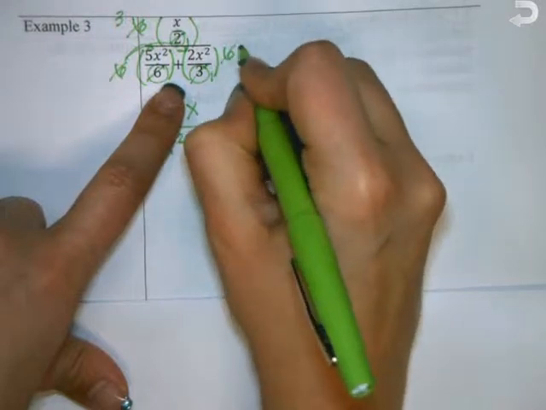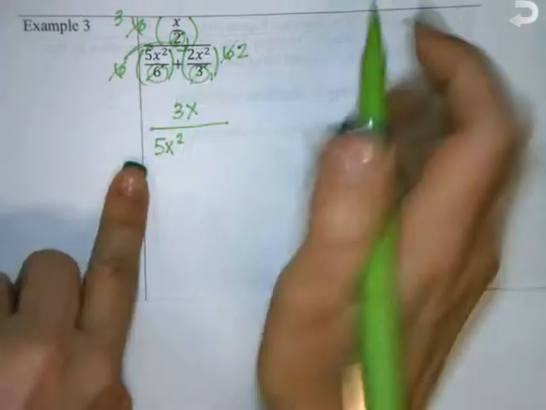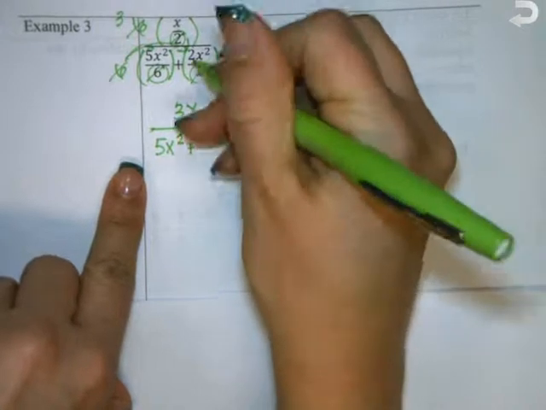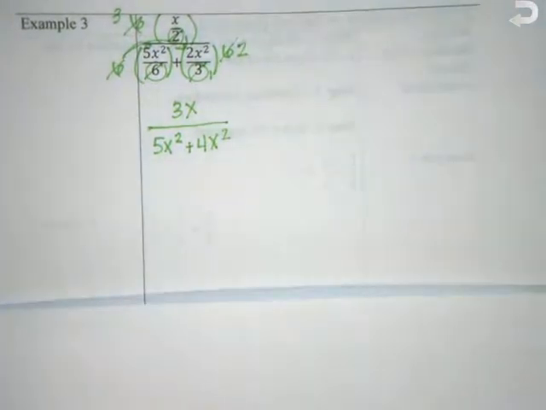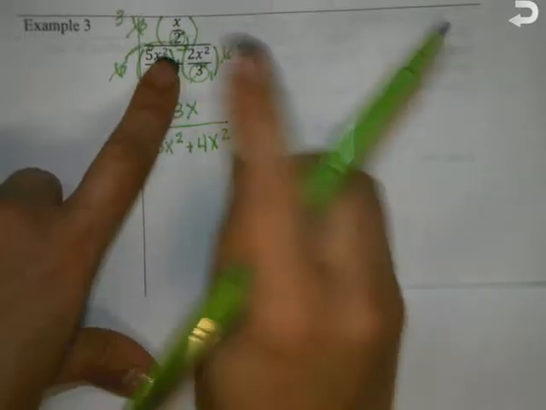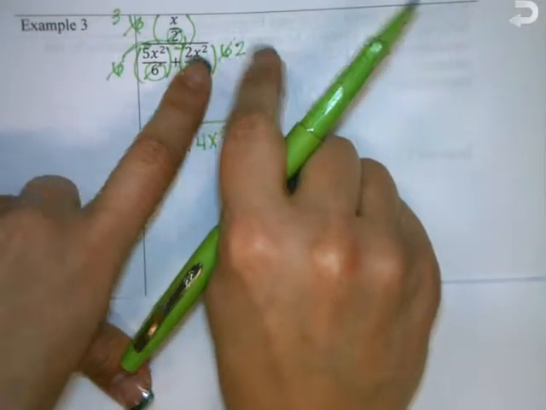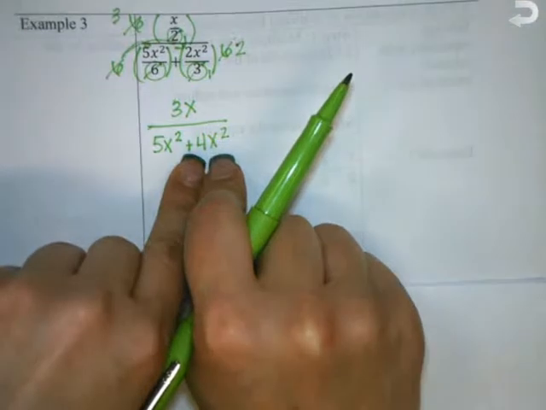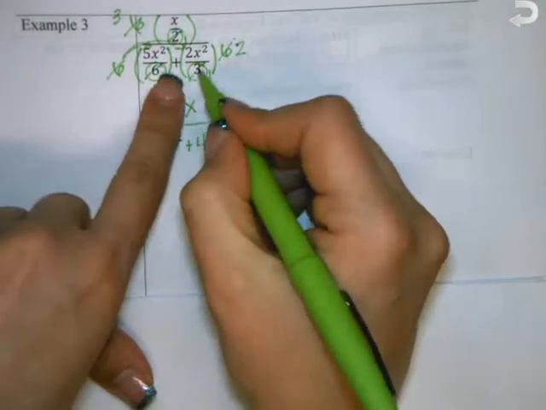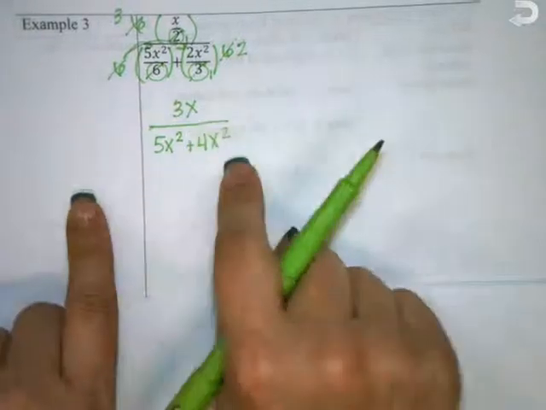Plus 4x squared. 3 goes into 6 twice, so we're still left with a 2 on here. 2x squared times 2 gives me 4x squared. So it doesn't cancel, it just reduces in this case. Okay, can I combine like terms? Yes, so this is 3x over 9x squared.